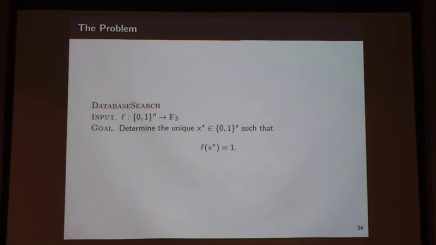So the problem that Grover's algorithm works on solving is database search. Given a function from bit strings of length n to 0, 1, the question is to find an input that brings the function to 1. It's presented where there's a unique solution, but there can be multiple. It's a very similar computation.